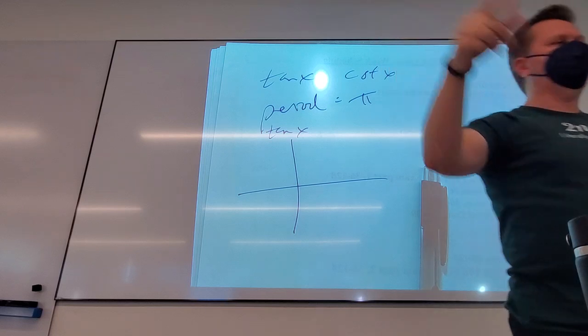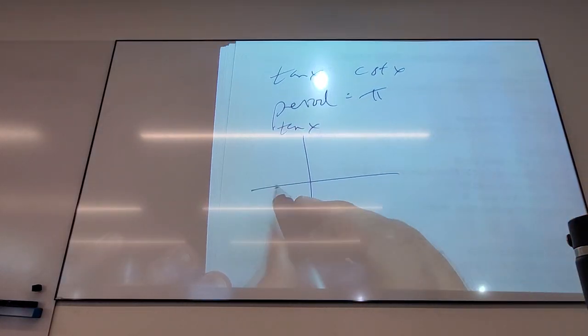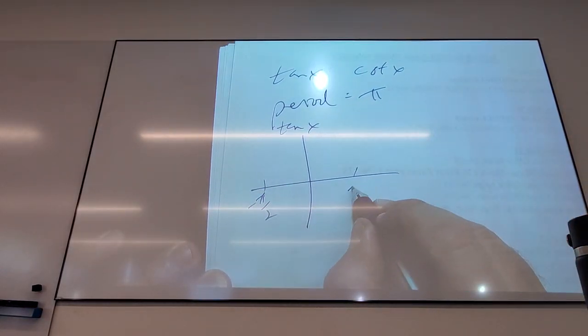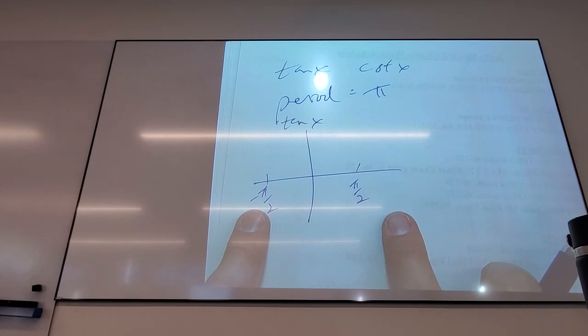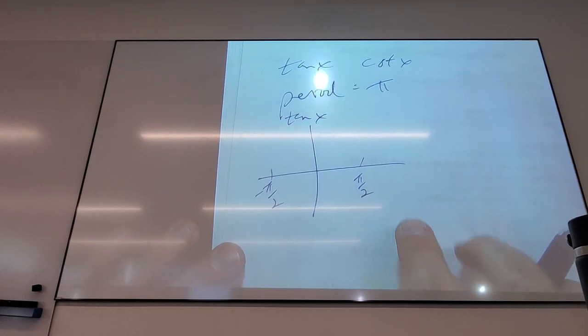Negative pi over 2, pi over 2. Yes, negative pi over 2, pi over 2. And what's at these locations? Asymptotes.